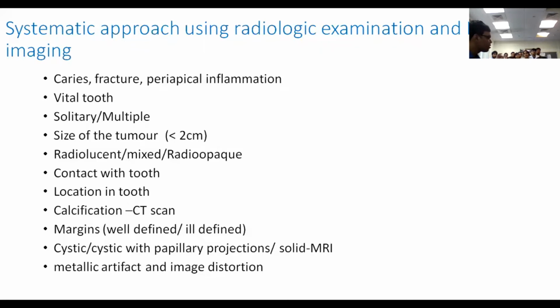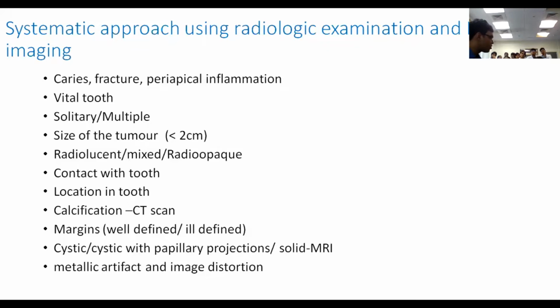Size of the tumor. There are certain cystic tumors which are less than 2 centimeters in size. If they are more than 2 centimeters, we will see examples. The differentials of more than 2 centimeters are different from the differentials of less than 2 centimeters. Then whether the lesions are radiolucent or mixed. The location and the contact with the tooth: if it is related to the tooth, where it is actually located, which part is involved, whether it is the crown part, the apex part, or there is no association with it.